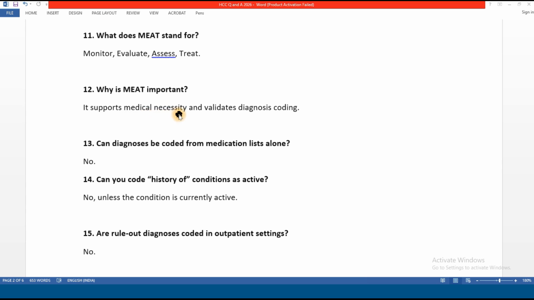So next, why is MEAT important? It supports medical necessity and validates diagnosis coding. Complete HCC coding depends on the MEAT concept only. Okay. So using MEAT, we will support medical necessity and validate diagnosis coding.